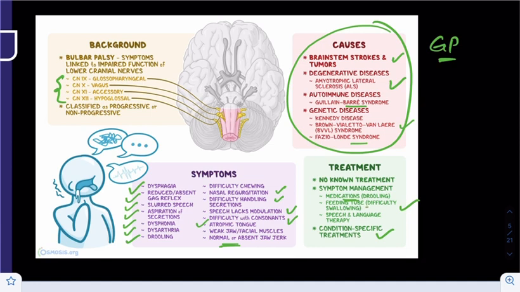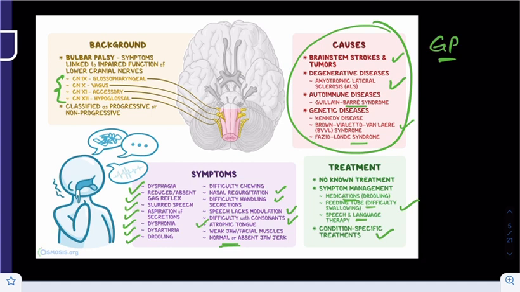And you need to place a feeding tube because the individual has dysphagia, there is difficulty in swallowing. And you need to advise speech and language therapy because the patient is having dysphonia or there is difficulty with consonants. So this will be the treatment for bulbar paralysis.